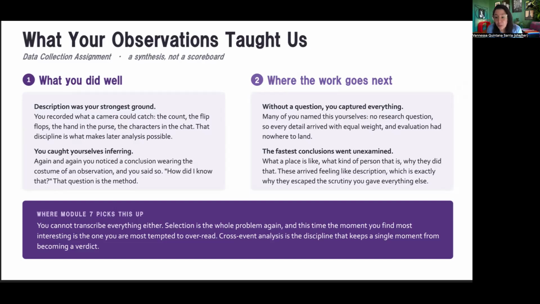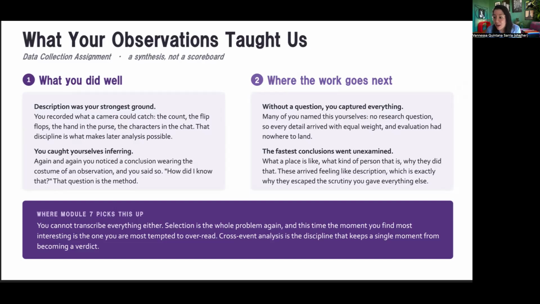So now, two places where the work goes next. And they are really the same places seen from two different sides. The first is one that many of you named before I pointed it out. You went into the observation without a research question, and so you tried to capture everything, and you felt overwhelmed. And then you got to the evaluation column, and there was nothing for you to point at. And that is not a failure of your attention. That is what happens to attention when it has no question to organize it.